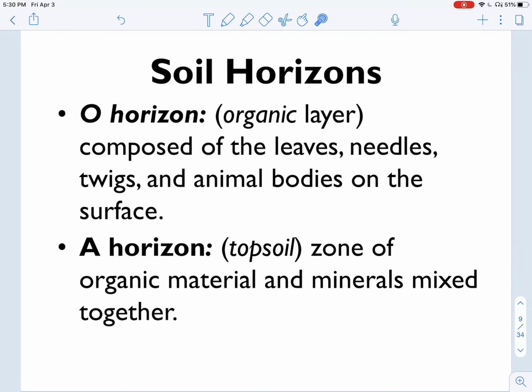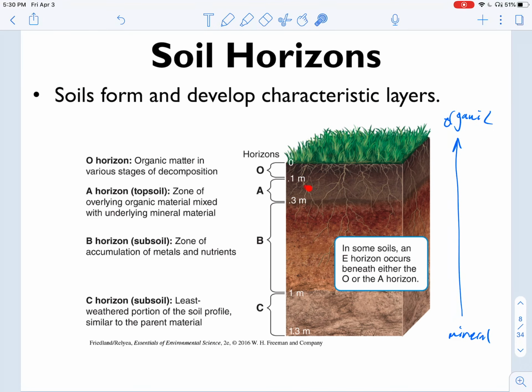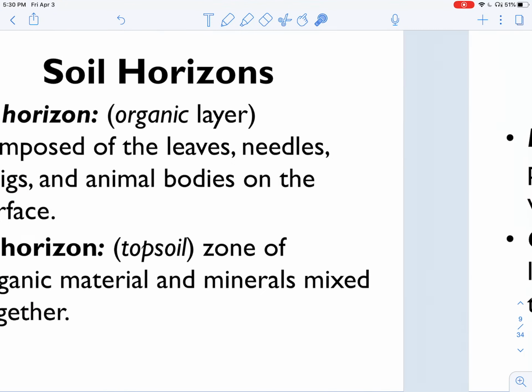And then the A horizon is really what we call the topsoil. So the organic layer is different than the topsoil. This is less like soil in my mind. This really becomes starting to think of soil in my head. So it's a mixture of organic and minerals. It's a really good mixture for growing things. Notice we've got all these roots going through the topsoil and then ending when you get to that subsoil.